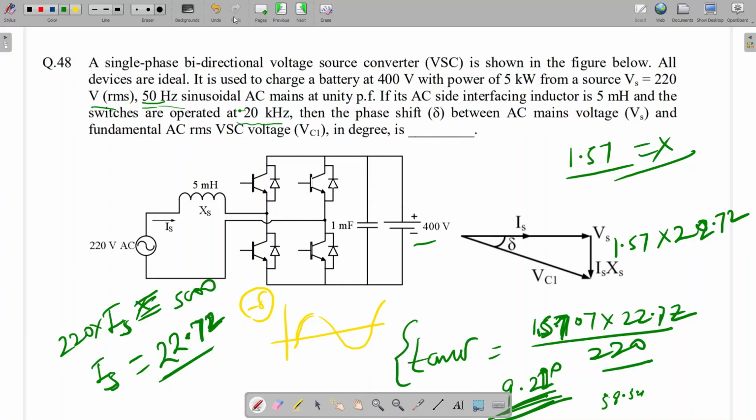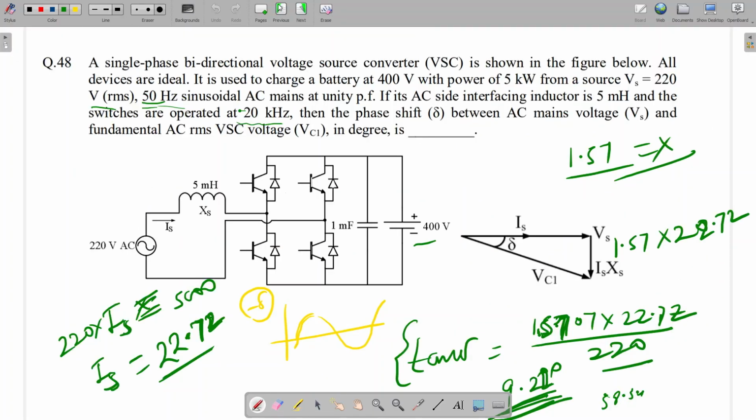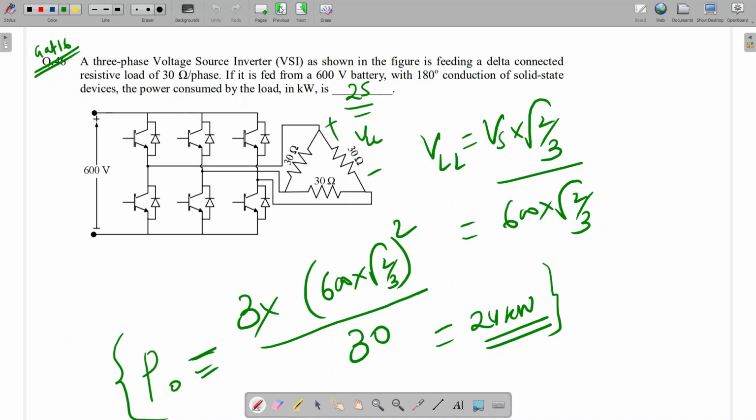Sir, in inverter, DC to AC, do we have to find the power factor also? Which one? AC parameter, sir, output power factor. Here in this question? In three phase star load or delta load? Okay, here you are asking. See, power factor will be unity only because resistive load is there.